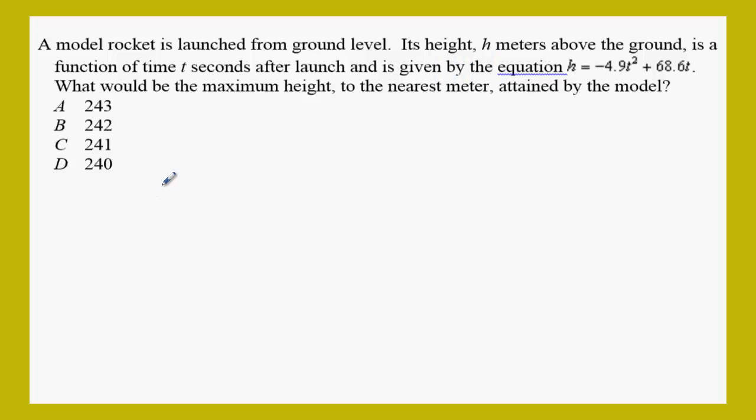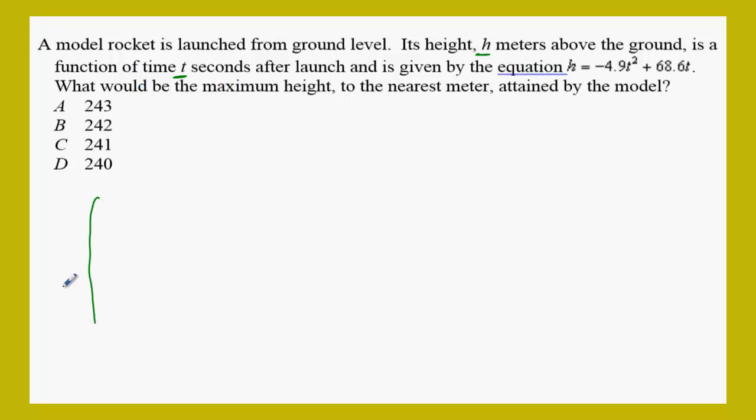Hi, I will be helping you today with modeling quadratic equations. A model rocket is launched from ground level. Its height h meters above the ground is a function of time t seconds after launch and is given by the function this. What would be the maximum height?